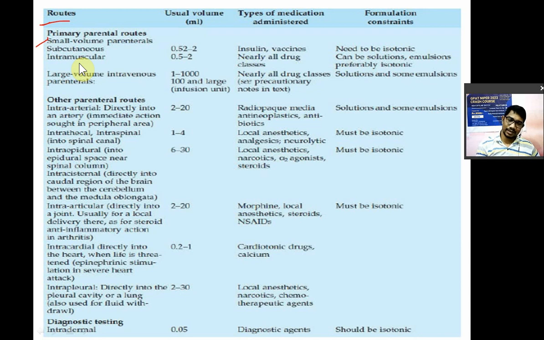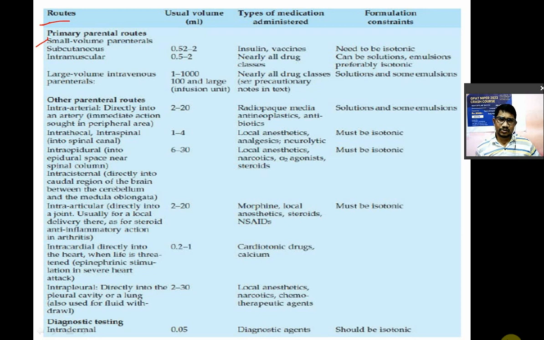A question came on this last time, GPAT 2000: which of the following parenteral preparations will not require preservative? Large volume parenteral will not require. Small volume ones have preservative. We are going to see it.